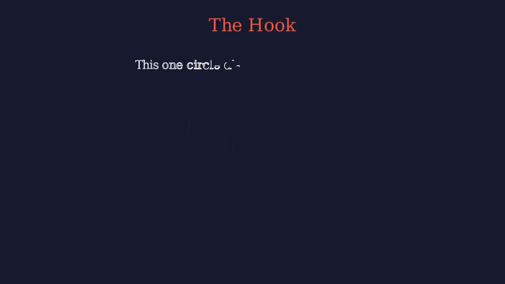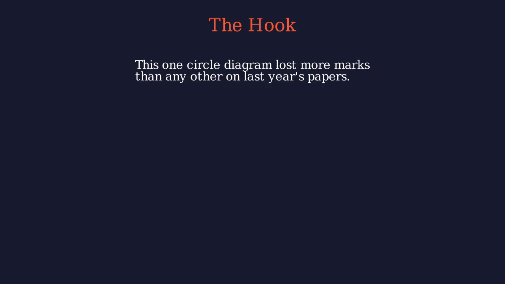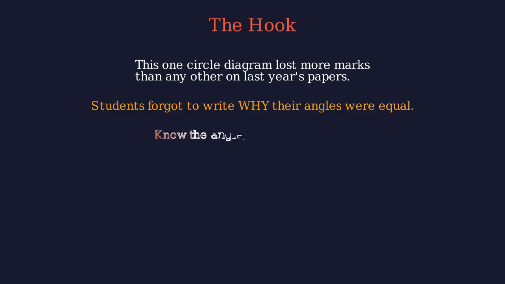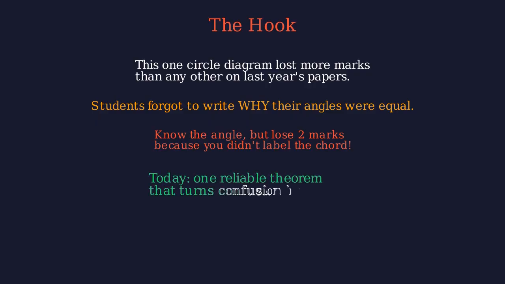This one circle diagram lost more marks than any other on last year's papers. And the reason wasn't complicated. Students forgot to write why their angles were equal. Imagine sitting the paper and knowing the angle, but losing 2 marks because you didn't label the chord or state angle in the same segment. Sounds harsh. It happens all the time. Today, I'll show you a single reliable theorem that turns confusing circle diagrams into routine marks.